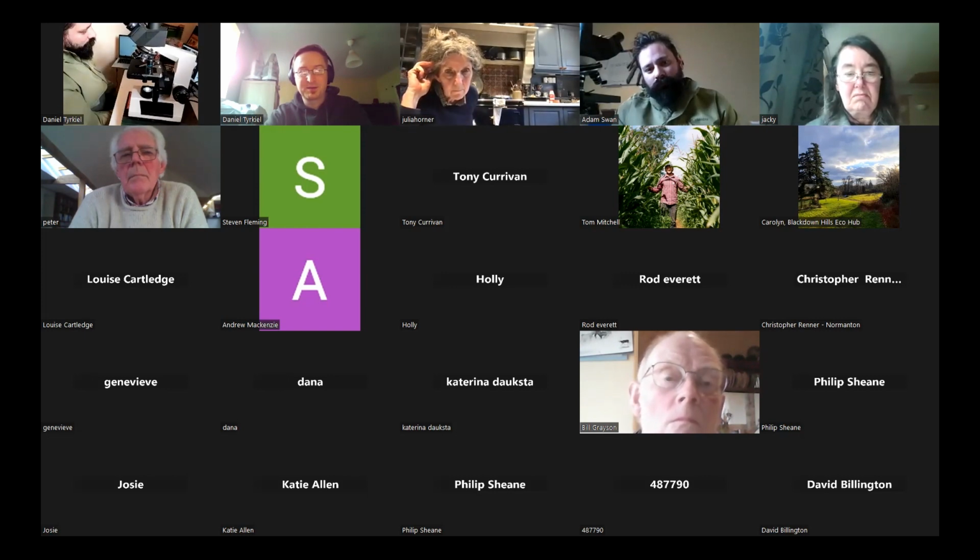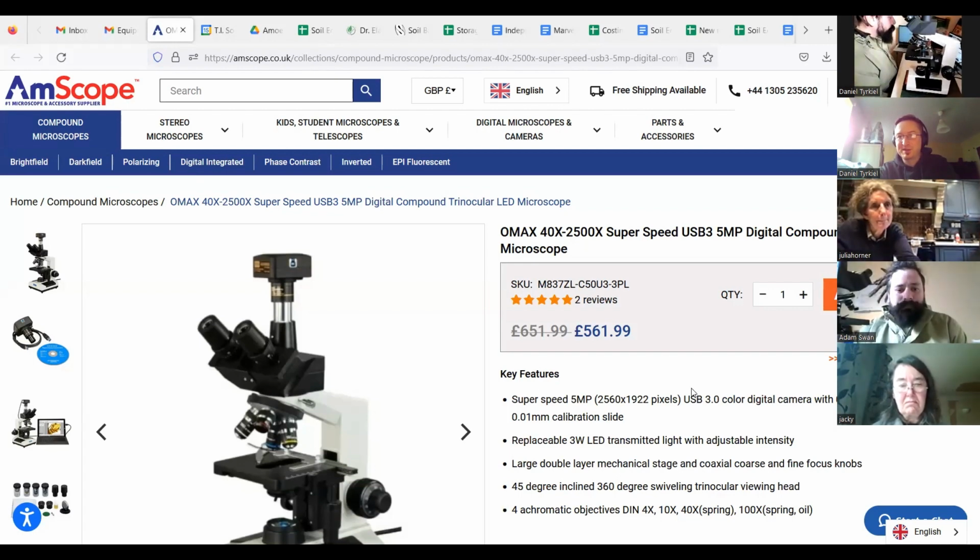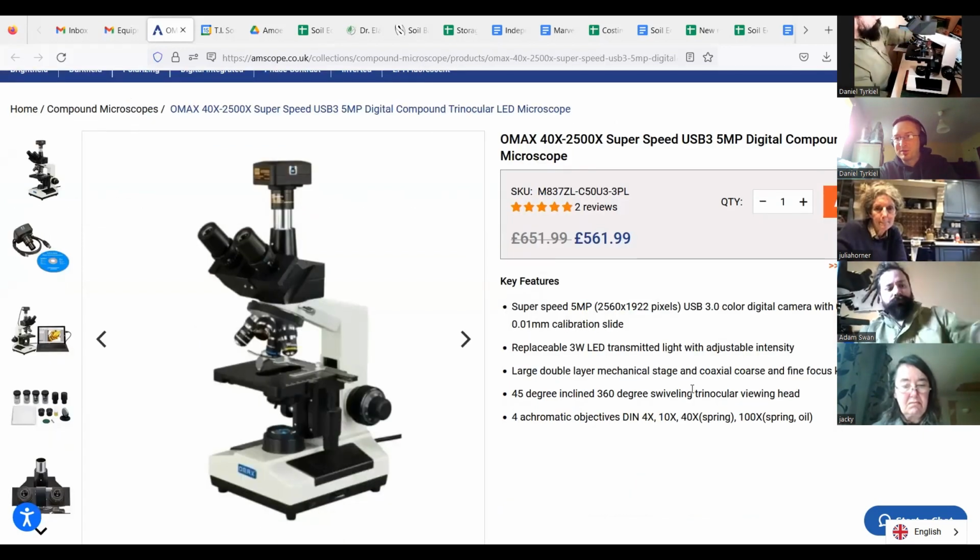This is the kind of microscope that you saw them use. So my screen share is loading right now. So hopefully it's going to load in a second. We're not affiliated with Amscope, but it's just something that we use. We've got 7 of these microscopes in the lab, and this is the bare minimum that I would go for.